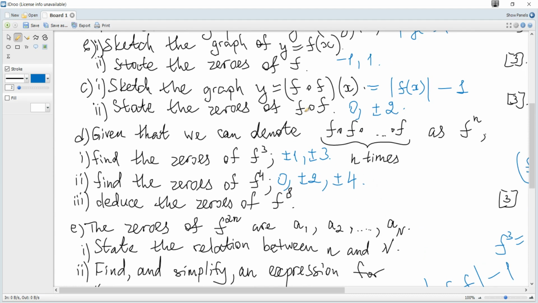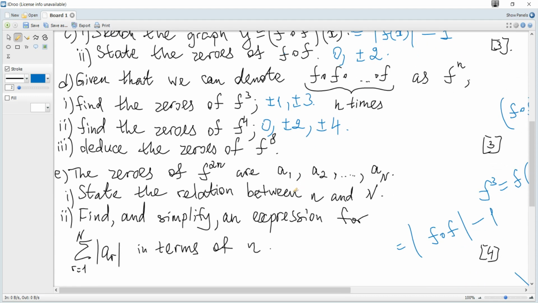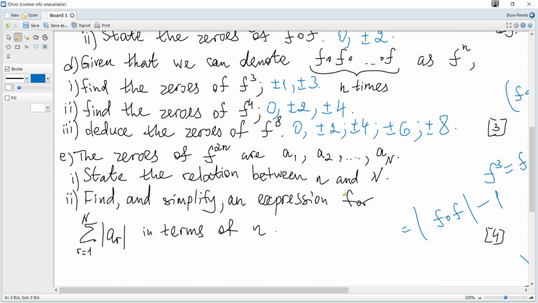And we can notice that F2 has 0, plus minus 2, and F4 has 0, plus minus 2, plus minus 4, so we can guess that it will be 0, plus minus 2, plus minus 4, plus minus 6, plus minus 8. The zeros of F2n are A1 and A2 and so on up to AN. State the relation between N and n.